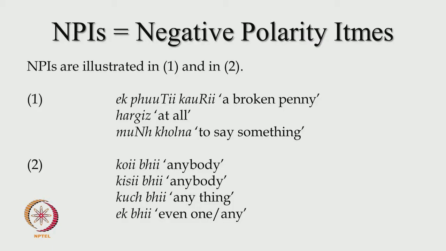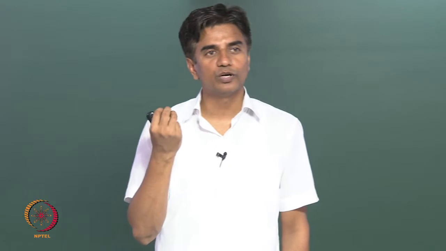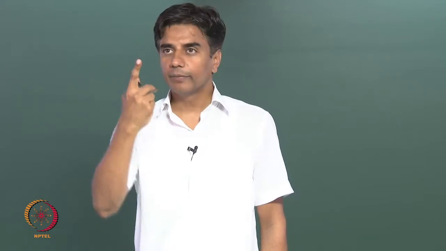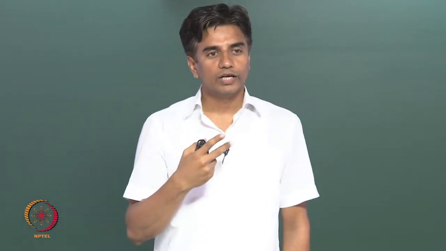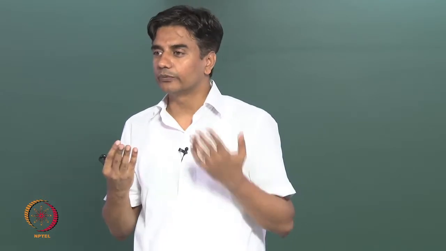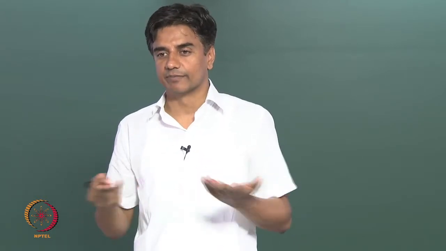You have already seen the example of hargiz. Now, you have the third example, which is munh kholna. Munh kholna literally means opening the mouth. But in the context of language, it is generally assumed that when we open the mouth, we say something. It means speaking about something. Can you use this in a sentence again?